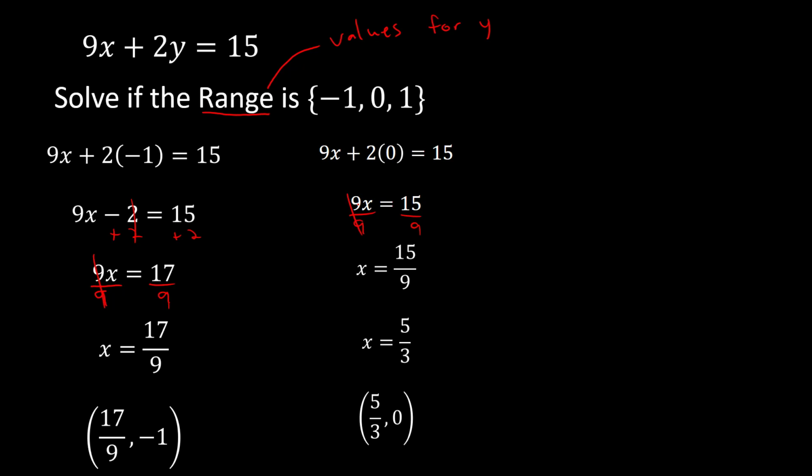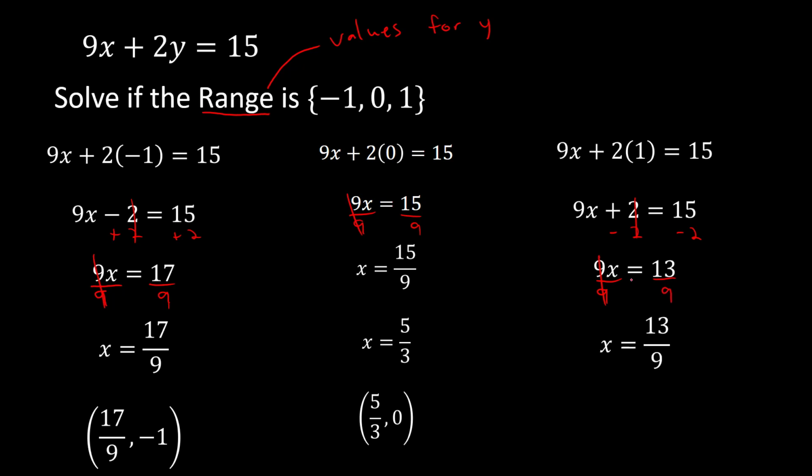And then do the same thing now with the 1. So we're going to plug this 1 in for y. So we have 9x plus 2 times 1 equals 15. 2 times 1 is 2. And then solve for x. So we subtract 2 over. We have 9x equals 15 minus 2, which is 13. And then solve for x by dividing both sides by 9. And now we have x equals 13 over 9. So my solution for that part would be 13 over 9, comma, 1. And that is my solution.